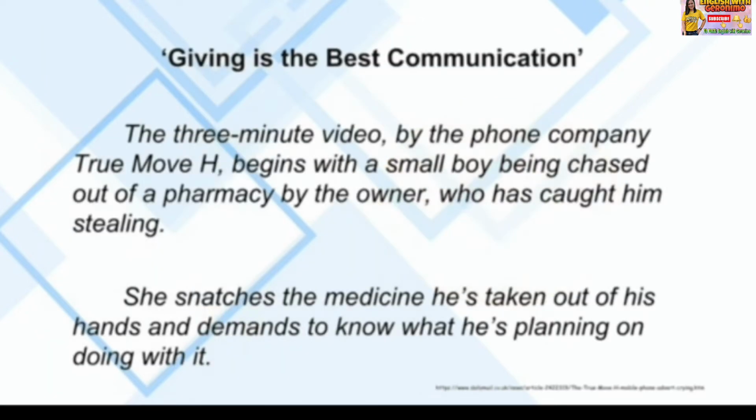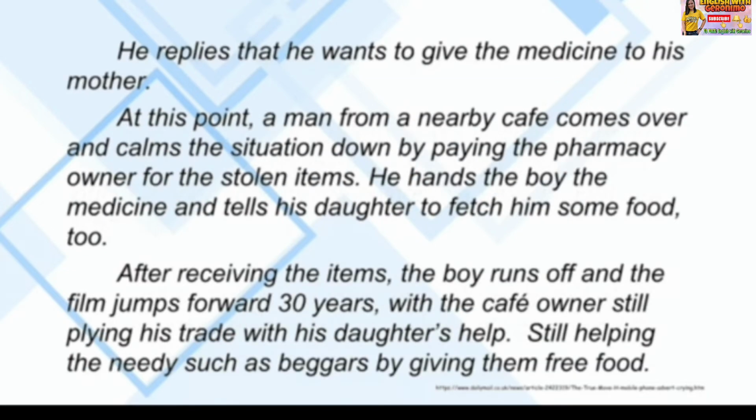The 3-minute video, by the phone company, TrueMove, begins with a small boy being chased out of a pharmacy, by the owner who has caught him stealing. She snatches the medicine he's taken out of his hands, and demands to know what he's planning on doing with it. He replies that he wants to give the medicine to his mother.